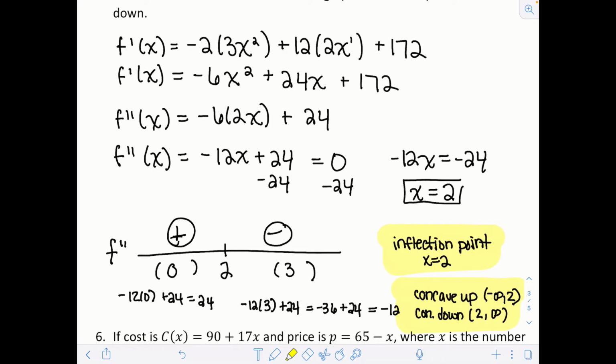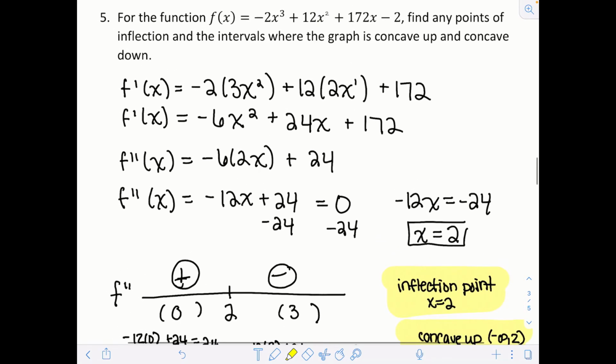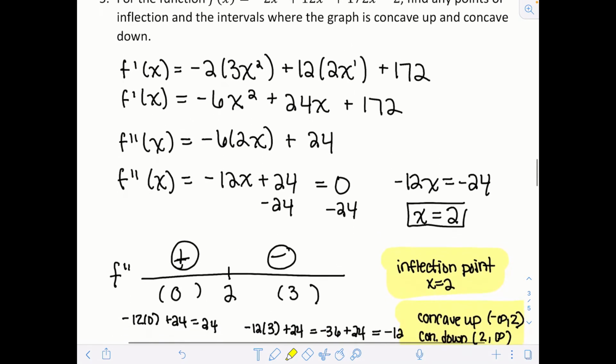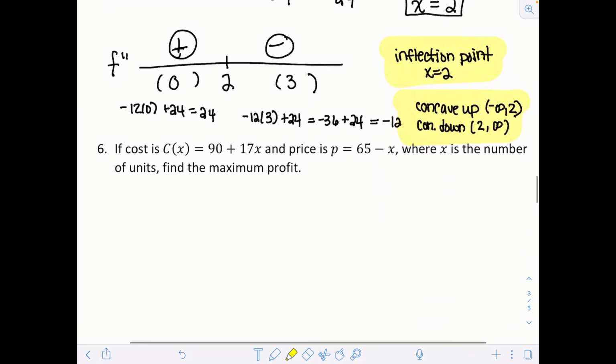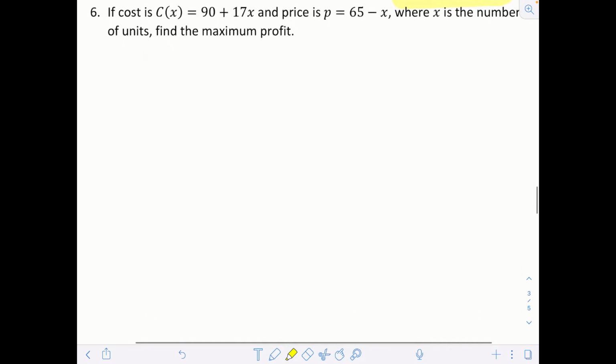And those are our final answers for this one. Okay, let's look at another application. Here we have a cost function and a price function, and then we want to figure out the maximum profit.